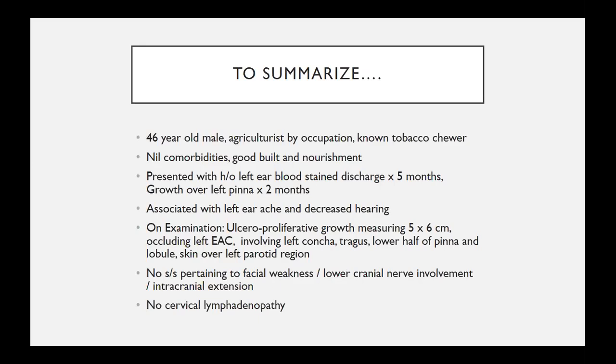To summarize the history and examination, a 46-year-old male, agriculturist by occupation, tobacco chewer with nil comorbidities, good build and nourishment, with history of left ear blood-stained discharge and growth over the left pinna, associated with left earache and decreased hearing, presented with an ulceroproliferative growth of 5 by 6 centimeters, completely occluding the left EAC, involving the lower half of the left pinna and extending to the parotid, retromandibular, retroauricular and mastoid area, with no significant cervical lymphadenopathy, and no symptoms pertaining to facial weakness, lower cranial nerve involvement or extratemporal extension.